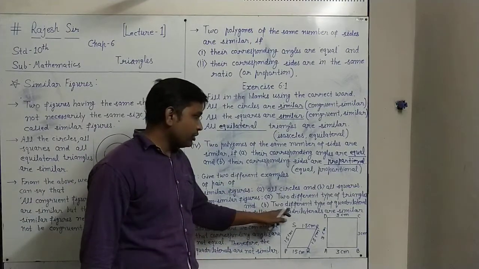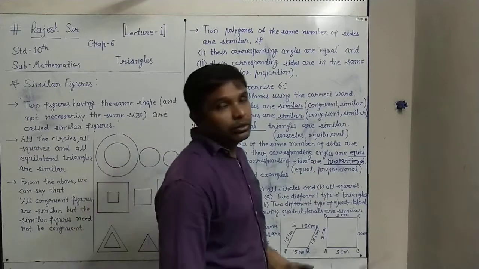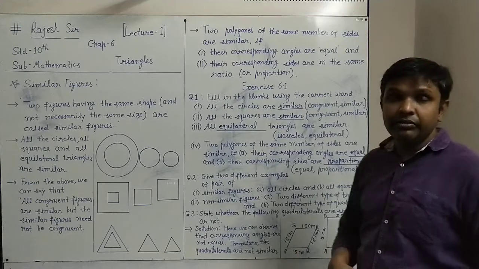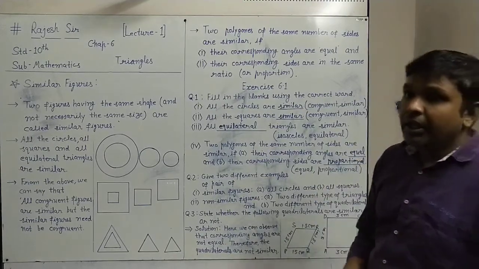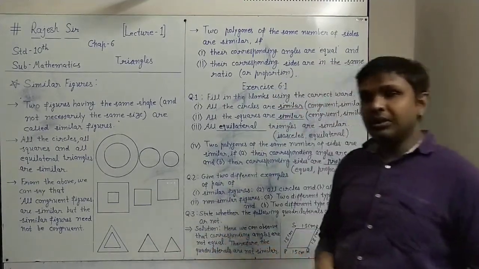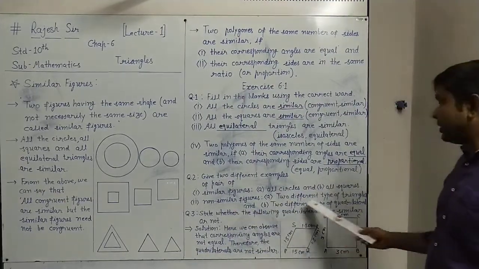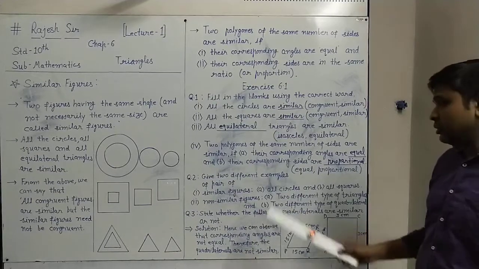The second example is two different types of quadrilaterals. Two different types of quadrilaterals are also non-similar because different types of quadrilaterals have different shapes. Different shapes are never called similar figures. So they are non-similar figures. We have given two examples for this also.